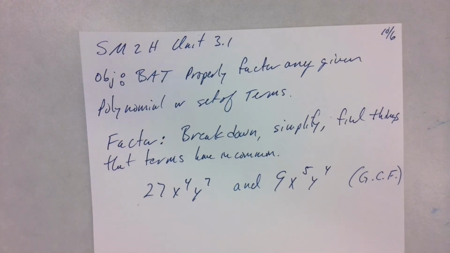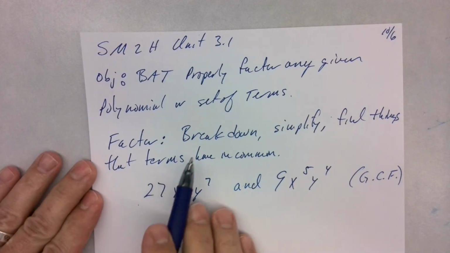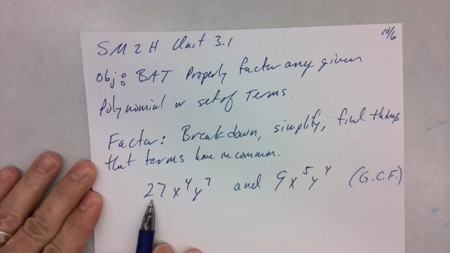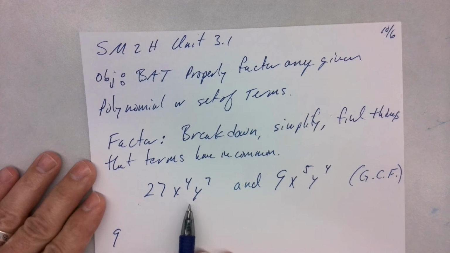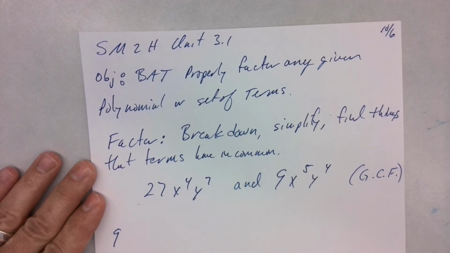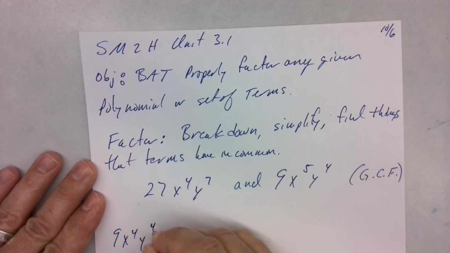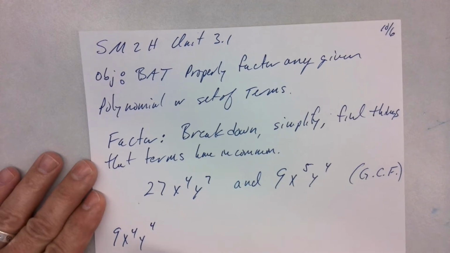Does it have to include the variables? It does. Great point. So what I got to do is look at this piece by piece. What is the biggest number that will go into both 27 and 9? That's a 9, right? Then what is the biggest x term that will go into x to the 4th and x to the 5th? X to the 4th, right? And then y to the 7th and y to the 4th gives me y to the 4th, right? Now, this becomes my GCF.